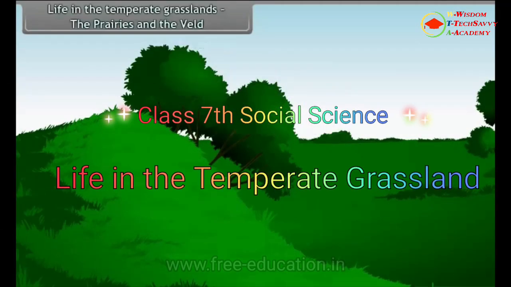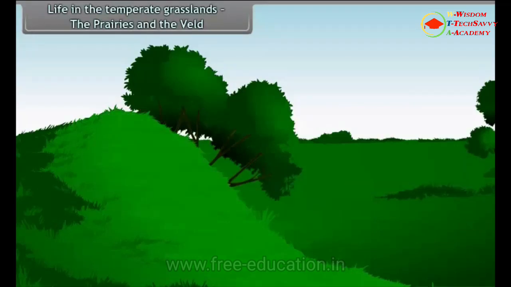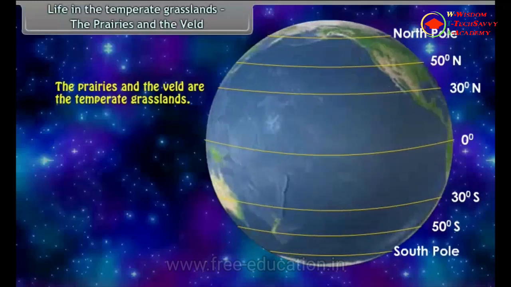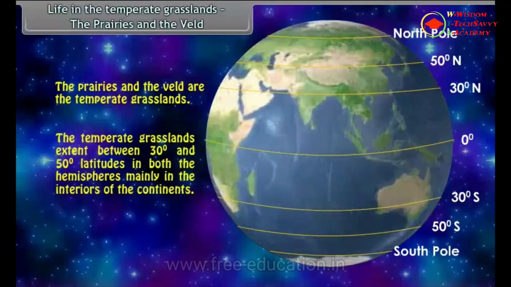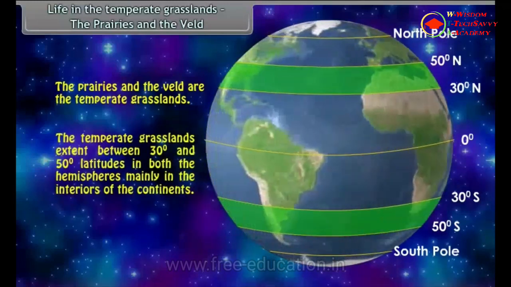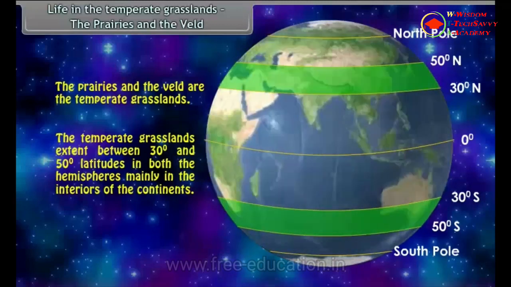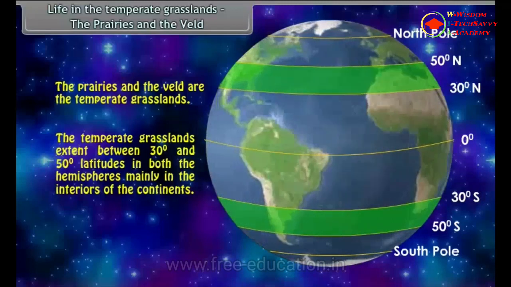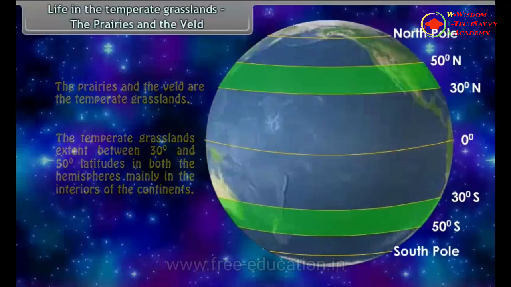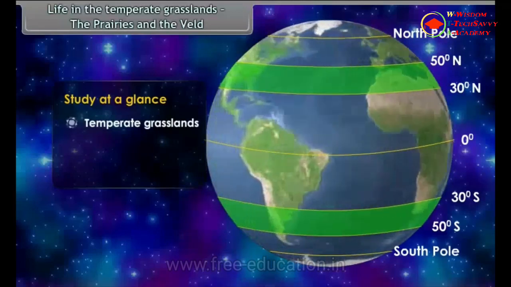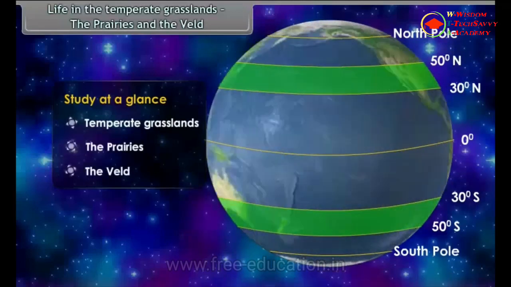Life in the temperate grasslands, the prairies and the veld. The prairies and the veld are the temperate grasslands. The temperate grasslands extend between 30 degrees and 50-degree latitudes in both the hemispheres, mainly in the interiors of the continents. Study at a glance: temperate grasslands, the prairies, the veld.